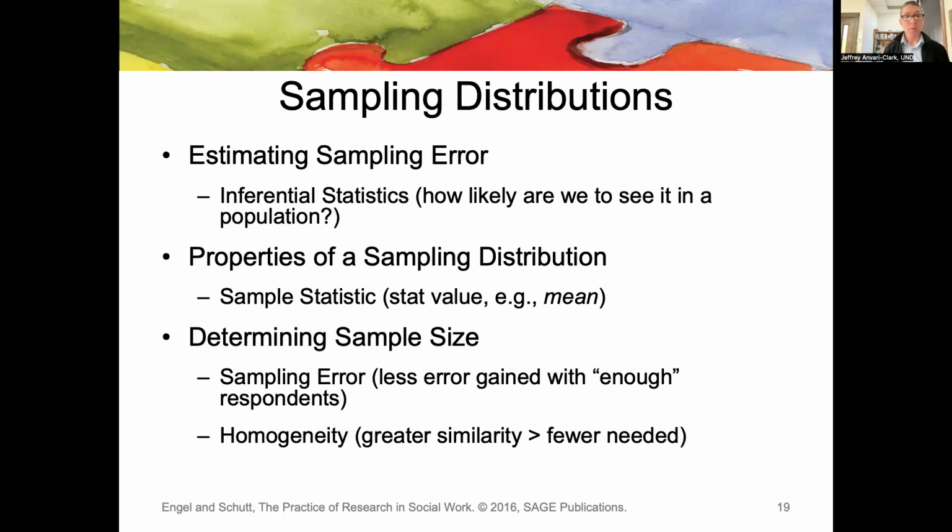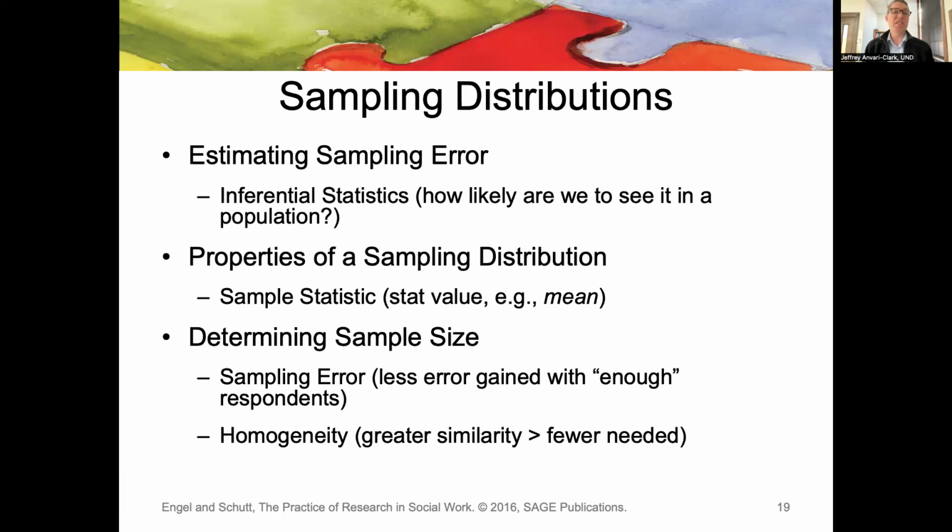Now, when we talk about sampling distributions, we're getting a little bit into statistics here. We'll talk more about this when we get into quantitative analysis, but you'll want to be able to estimate what your sampling error is. We use inferential statistics: how likely are we to see the average person in our sample in the larger population? So we take a look at the sampling distribution.